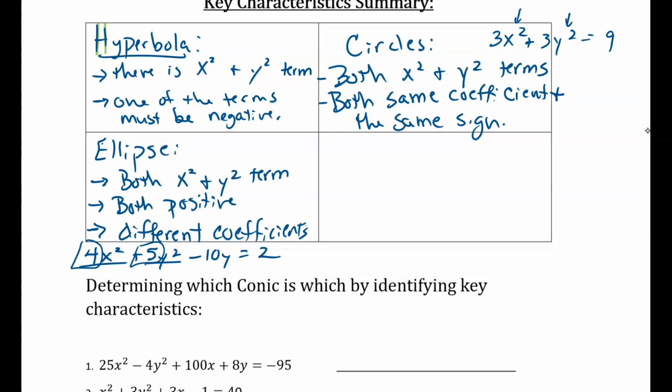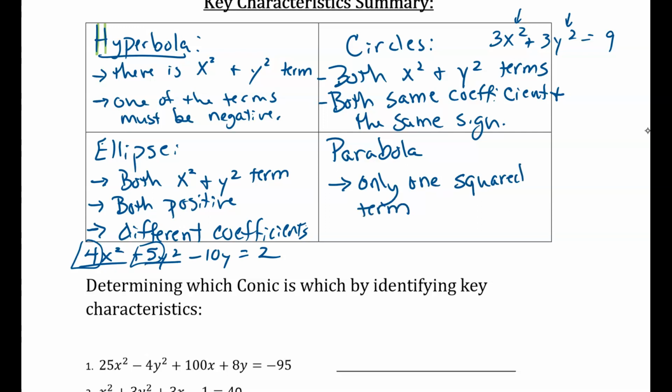All right, well, what's the one that we haven't done yet? Well, that's a parabola. And parabolas are the easiest ones to pick out. Because here's one thing. There's only one squared term.